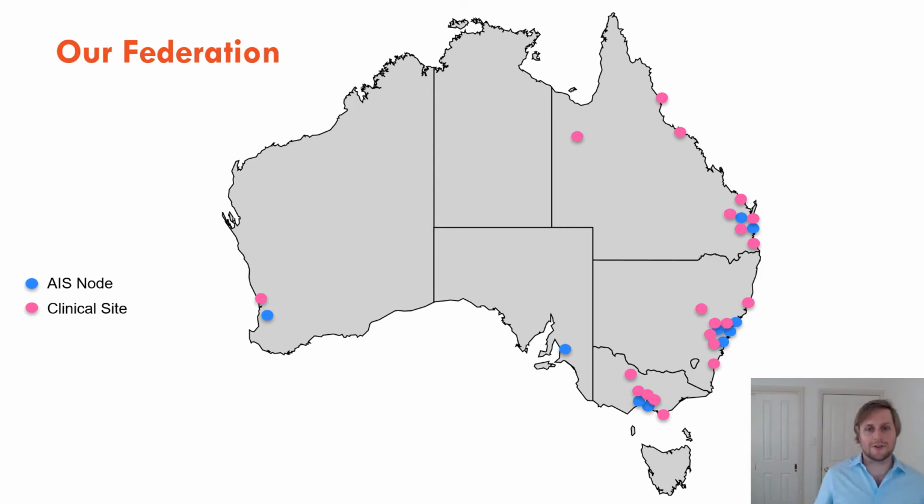So what does our Federation look like? In blue, I've listed the number of AIS nodes that are part of the current 2-year project. And in pink, I've listed a number of clinical sites which are already integrated or which we are working with to integrate as part of this project over the next year.